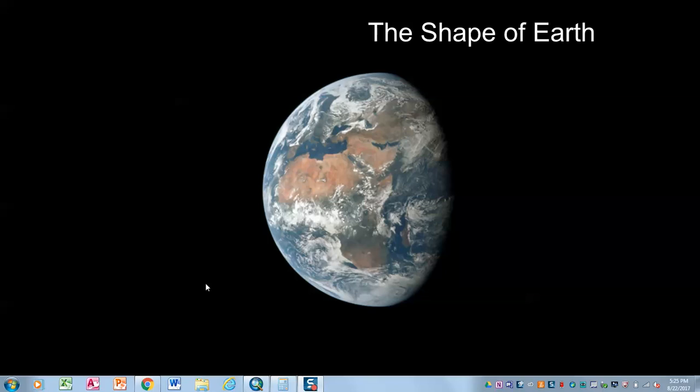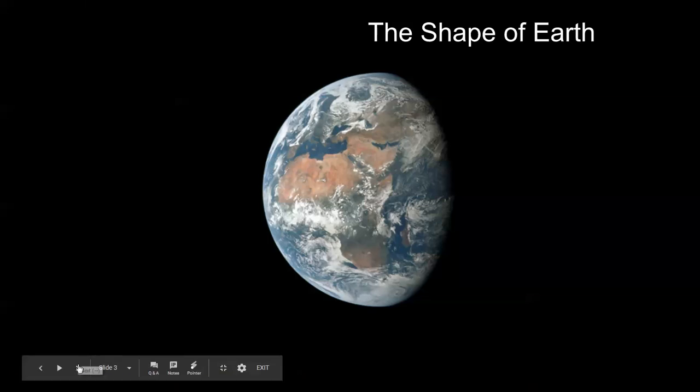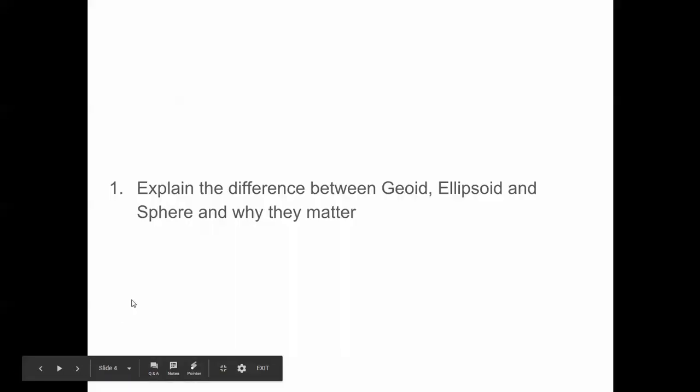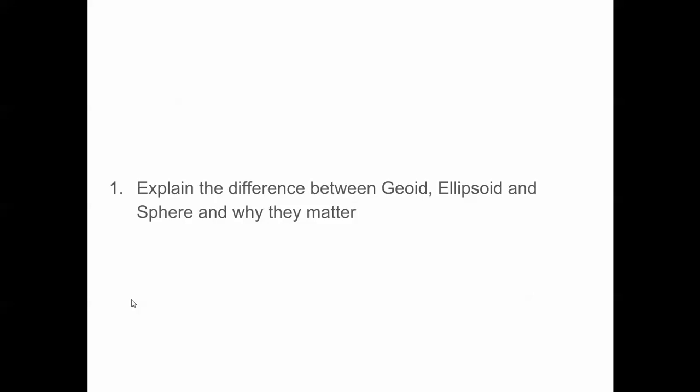So, in our first one, we're simply going to talk about the shape of the Earth. Alright, so, shape of the Earth. Everyone says the shape of the Earth is round. Well, in reality, that's not quite the way it is. So we're going to have three terms here: a geoid, an ellipsoid, and a sphere or a spheroidal shape. And we're going to ask the question, why does it matter? Why does it matter that we have these three different shapes, and what are we going to use them for?